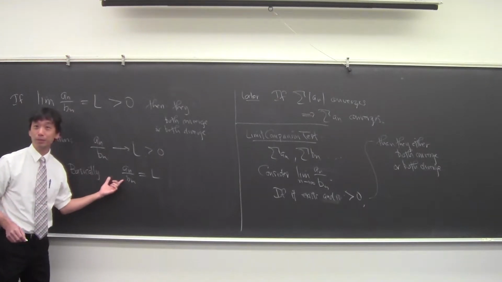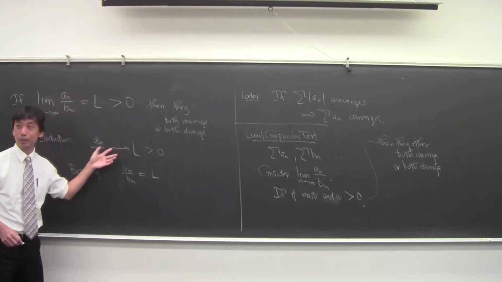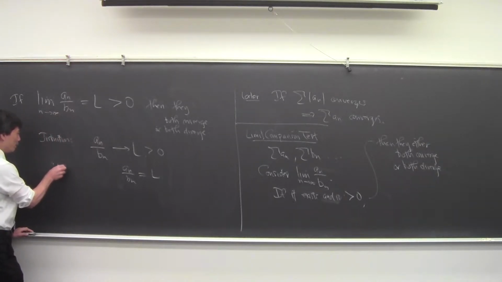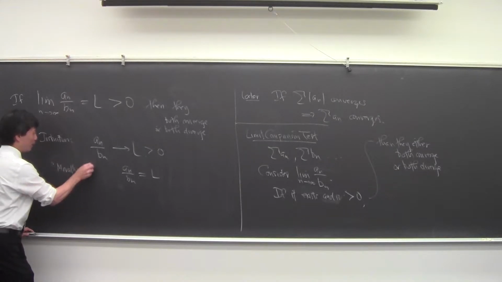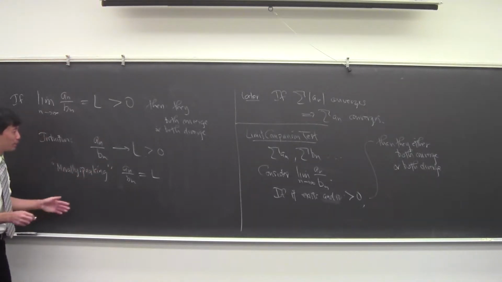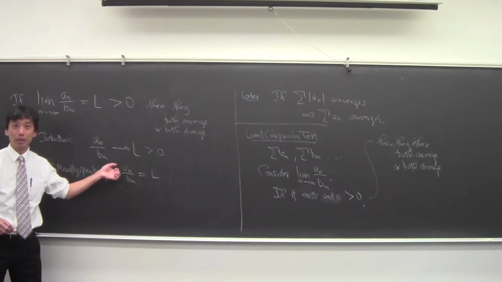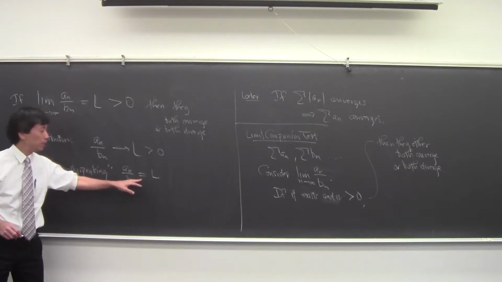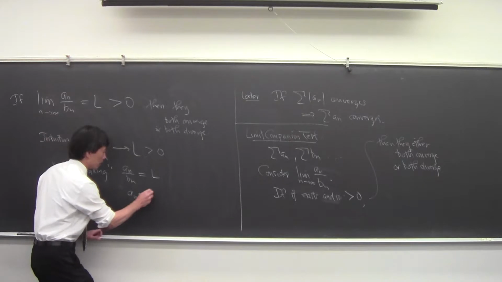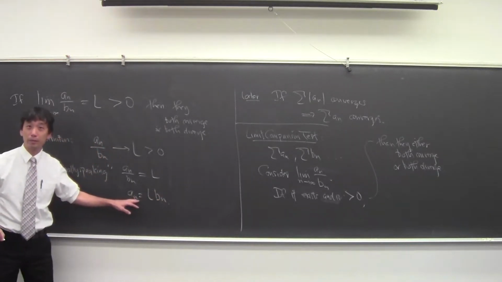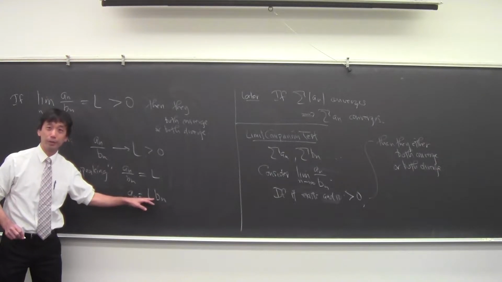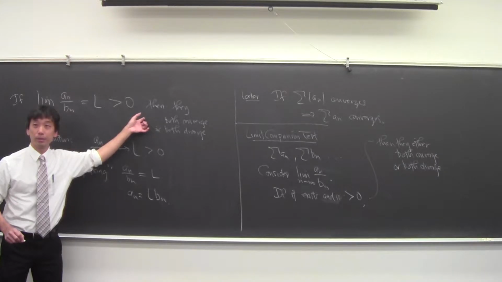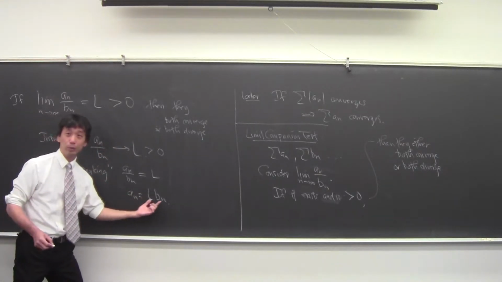This is not true. It's not equal to L, but the limit is L. But you want to think, and my PhD advisor would always say, morally speaking, this is going to be equal to L. Now suppose it is equal to L. Well, what would that tell you? A sub n is going to be L times B sub n. What if that were true? Would that tell us that they either both converge or they both diverge? Yeah, absolutely, because one would just be a multiple of the other.